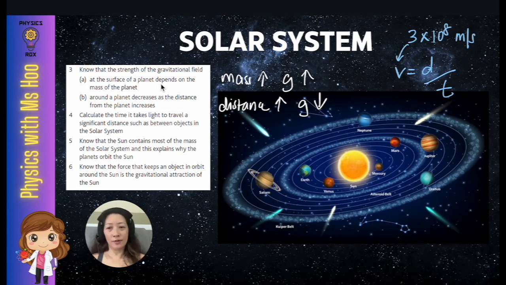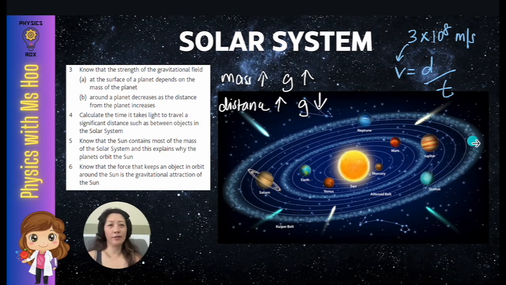Now you also need to know that the sun contains most of the mass of the solar system. So similar to number 3, right? Although the sun is not a planet, because the sun contains most of the mass, it has greater gravitational field strength. So because the sun is the body that contains the greatest mass in the solar system, that's why all the planets orbit the sun, because the sun has the greatest gravitational field strength. And this strong gravitational field strength is what keeps the objects in orbit around the sun.